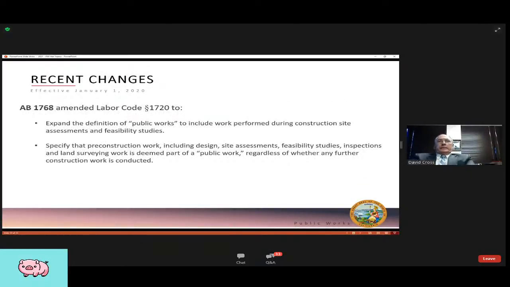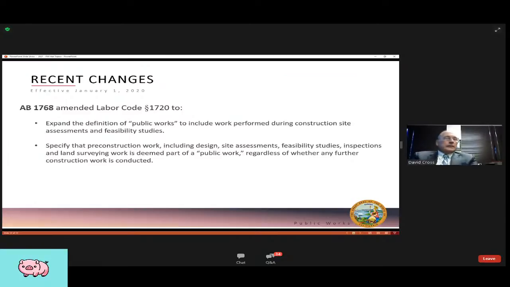So January 1st, 2020, Labor Code Section 1720 was amended to expand the definition of public work to include work performed during construction site assessments, feasibility studies, and to specify that pre-construction work, including design, site assessments, et cetera, is part of a public work, regardless of whether any further construction work is conducted.